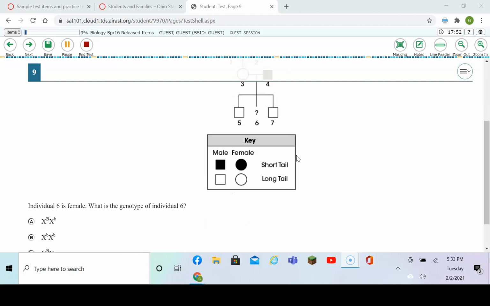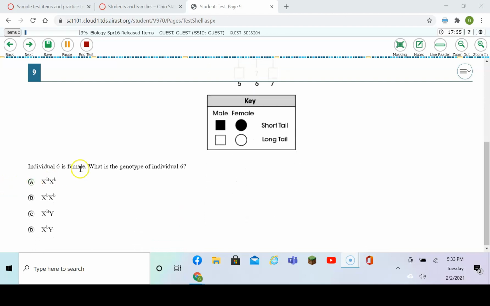But let's look at what they're asking here. Individual 6 is a female. What's the genotype? Well, first of all, women are XX, so we can eliminate the XYs here. So it's either going to be X capital B, X little b, or X with 2 little b's. Well, if it's 2 little b's, that means the dad would have to give a little b. He can't possibly do that. He only has 1 X, and that's an X with a capital B. So in other words, the daughter would have a circle, it'd be colored in, and she would have a short tail.